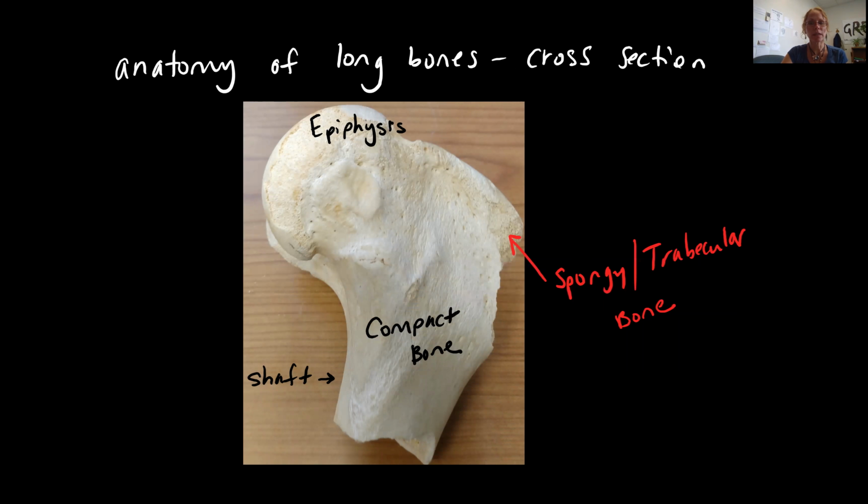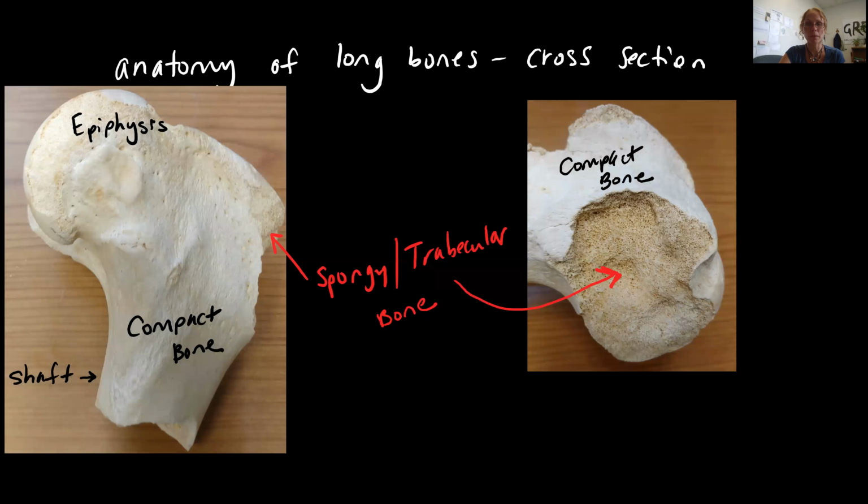When you're looking at that epiphysis, you will see that on the very outside of that bone, you have compact bone. So that's what we're looking at here. And then when you break away that compact bone, you're going to see that the epiphysis is full of spongy bone. Spongy bone can also be referred to as trabecular bone. So here's a nice zoomed in photo of that.